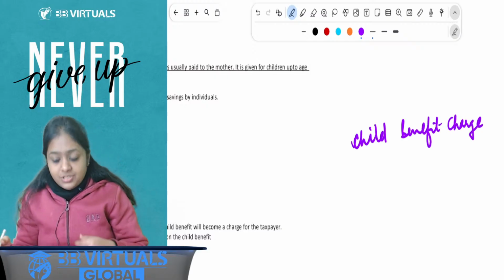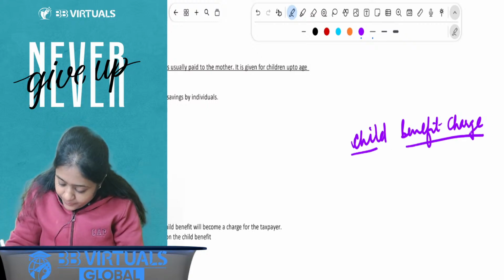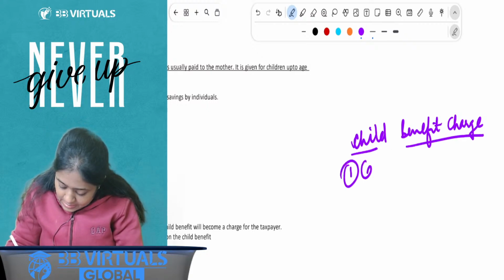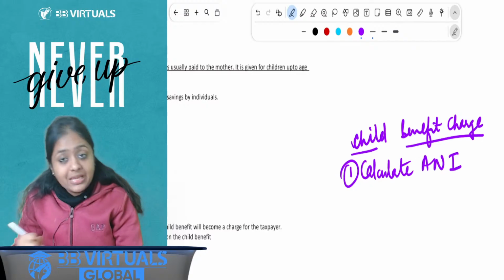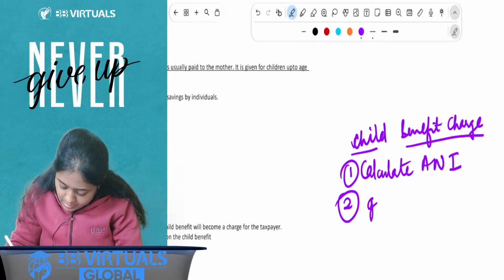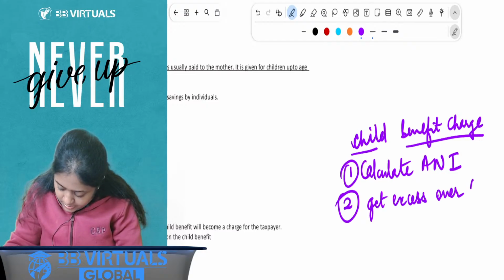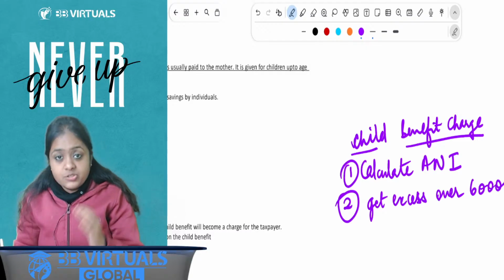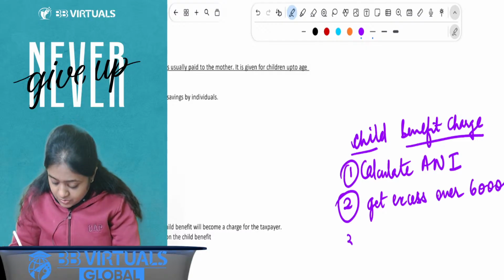Child benefit charge. Step 1: calculate ANI. Here also you will calculate ANI. Number 2: get the excess over 60,000. So instead of 1 lakh, get the excess over 60,000.